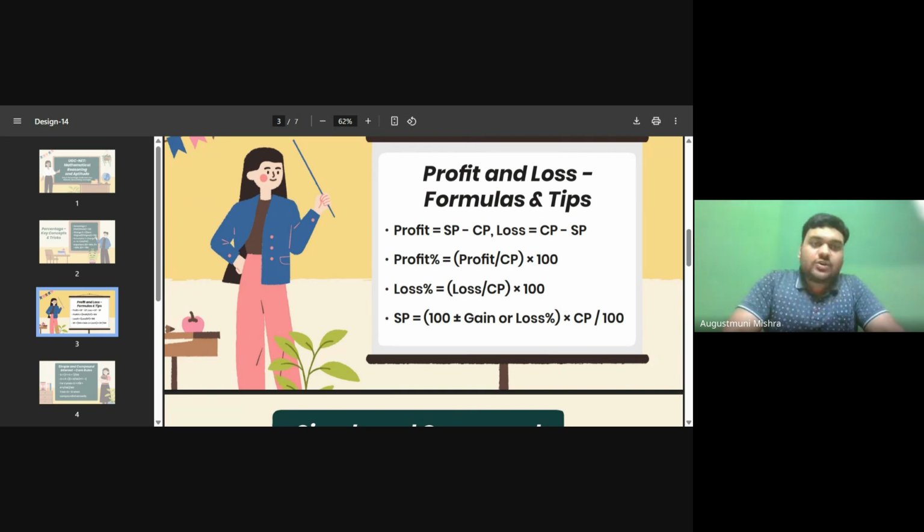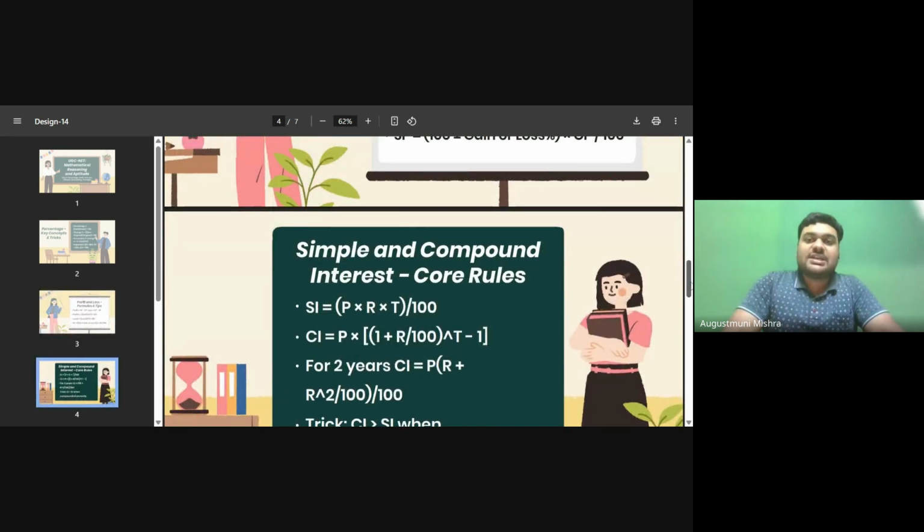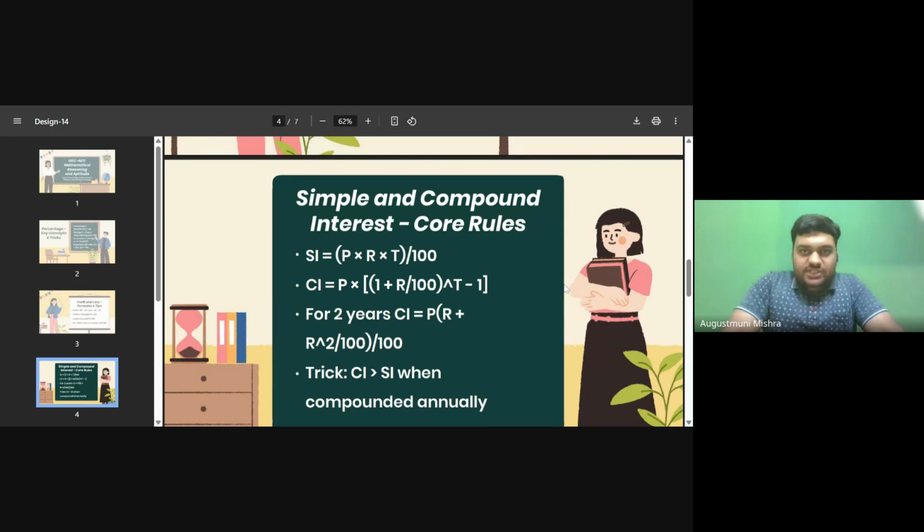Then there is another concept which includes simple and compound interest. Whenever you take loans from a bank or anywhere, you have to pay interest, simple interest or compound interest. Simple interest is the same every year, but compound interest is always changing, every year it is changing. Now, what is P? That is principal, R is rate, T is time.